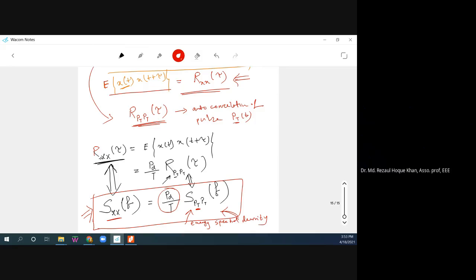Okay, so we can find a relation between the power spectral density and the energy spectral density of a transmitted digital signal. We will stop here, we will stop our recording here and continue from the next lecture.